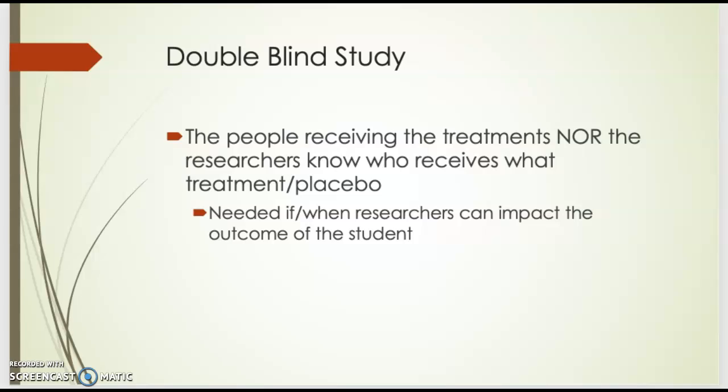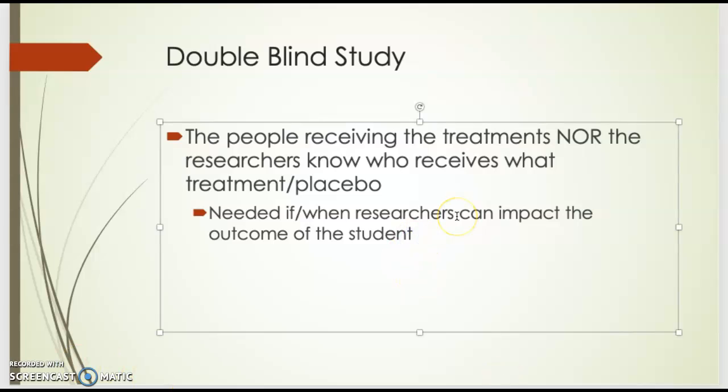This is definitely needed when the researchers can impact the outcome. This should say study, not student. My bad. Researchers could have an impact if they say, hey, you have a sugar pill. Well, that's not good to tell somebody. Because we don't want them to impact the study in any way, we take them out of it, and we call it double blind because both groups involved in the study know nothing of what's happening.